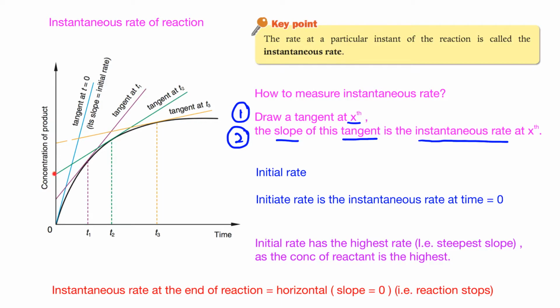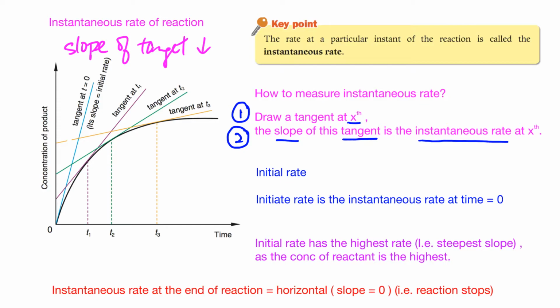So right here, you can see the tangent at time equal to 0, tangent at time equals to t1, t2, and then we have t3. As time goes by, you see that the slope of the tangent is decreasing. This one's very important: slope of tangent decreasing as time goes by.